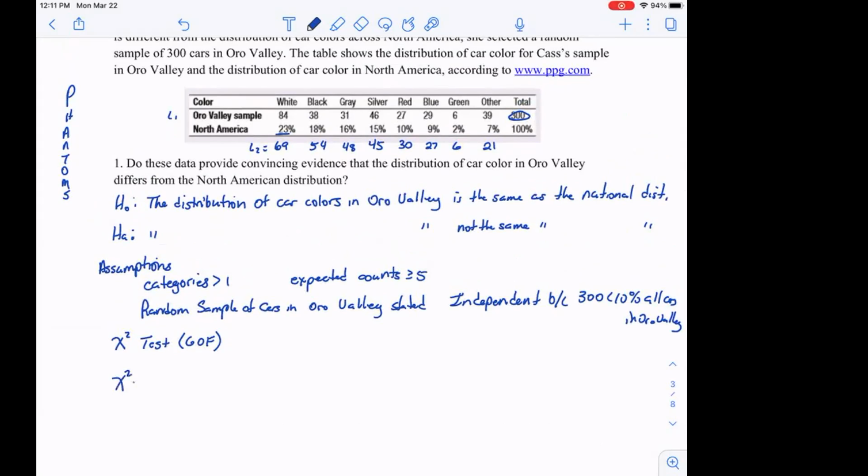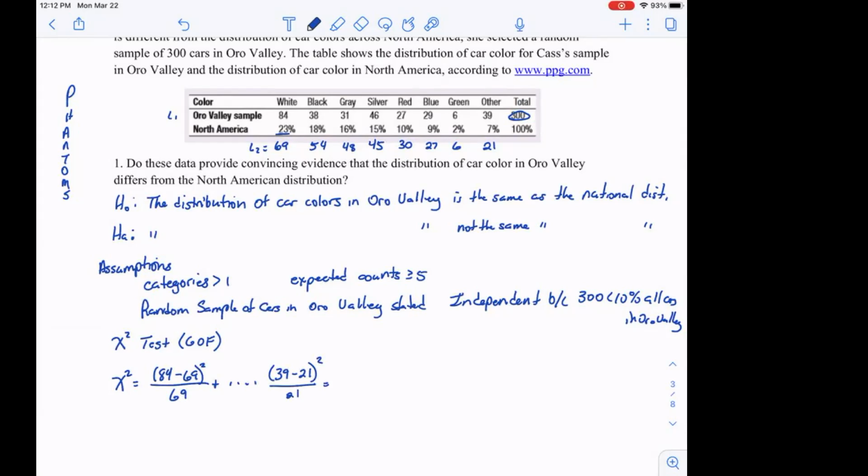So for my chi-squared, what would be my contribution calculations here? We observed 84 white cars, but I expected 69 cars. We're going to square that difference and divide by the expected, which was 69. So there's term number 1. Now I need that last term in there. We observed 39, but we expected 21. So we're going to divide that also by 21. So there's going to be some larger values in here probably. Other is going to count for a lot.